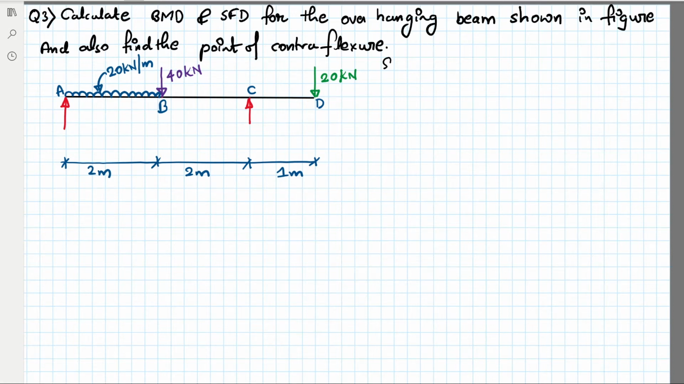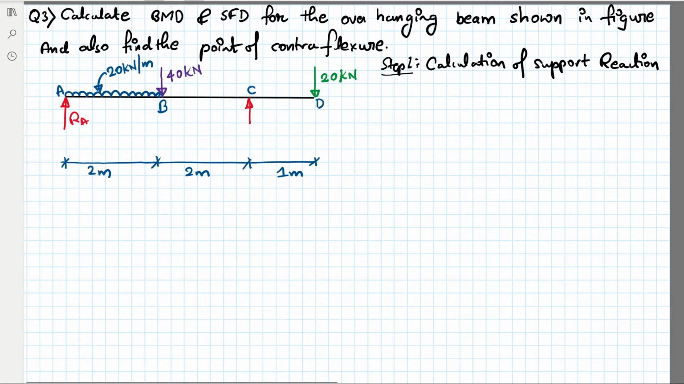So I will take step number 1. For the calculation of support reactions, I am going to consider the equilibrium conditions. Before that, I am going to take the reactions here. We have the simple support at A, I will take the reaction at A as RA, and the simple support at B, I will take the reaction as RC.